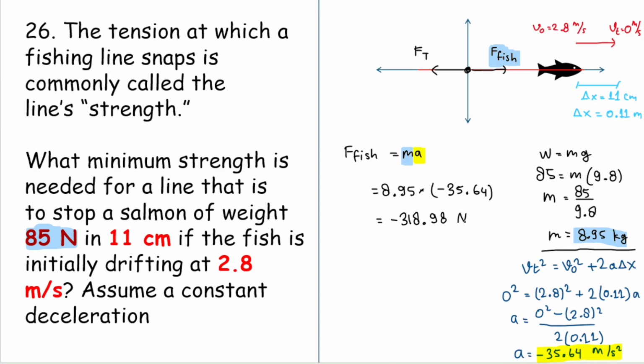Okay, so the minimum strength of this Ft is needed to counter this one, but this minus sign is just the direction, right? Because we have the Ft in the opposite direction to the force of the fish. So the tension, the minimum strength I mean, has to be greater than 318.98 Newton. And I think that's all for this problem.